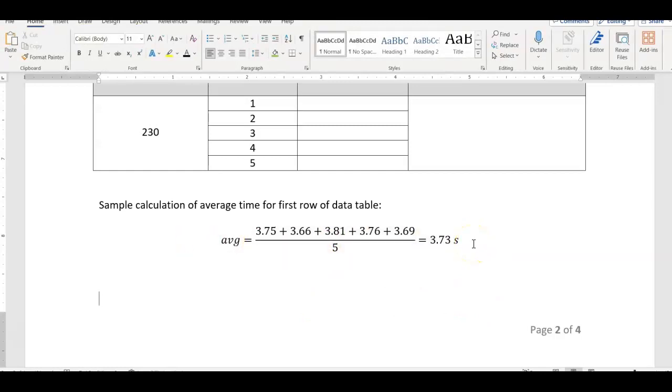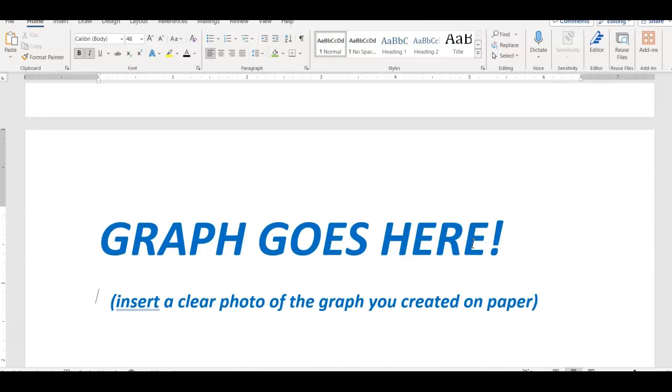We only need one of them. We need to do this for the top row of the table. Okay, after our results in this data table, we want to put the graph of our scatter plot. We made this graph on paper, and so you're going to need to take a photo of it using your computer or your phone, and then we're going to insert it.